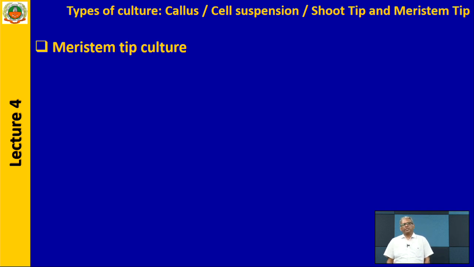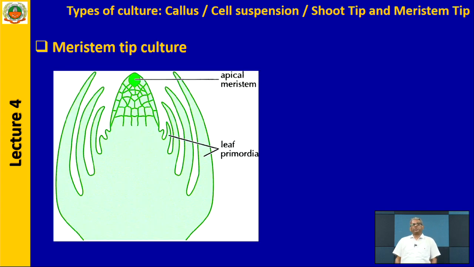Now, we move on to the next topic, that is meristem tip culture. I hope everybody knows the difference between a meristem tip and a shoot tip. So, the image given here represents a shoot tip that contains the apical meristem, a little amount of dividing cells beneath the apical meristem, followed by young leaf primordia. So, we have to understand the clear distinction between a meristem tip and a shoot tip.